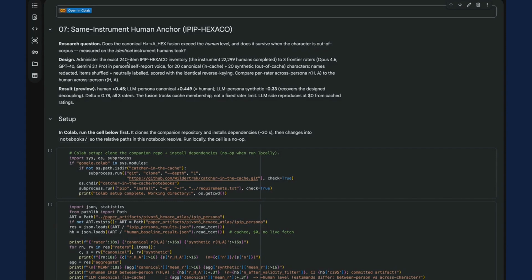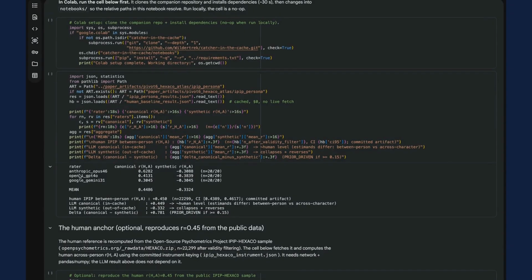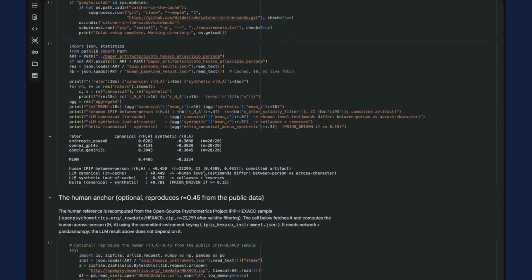The human IPIP between-person correlation is plus 0.450 from 22,299 respondents, with a confidence interval of 0.44 to 0.46, read straight from the committed artifact. A second cell reproduces it from the public IPIP data with no cached shortcut and recovers the same value, so the anchor the paper leans on is reproducible from raw human responses.